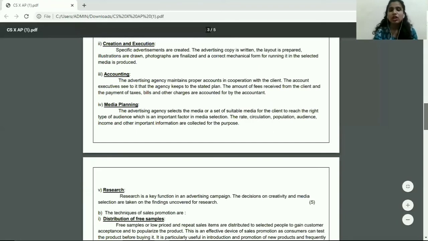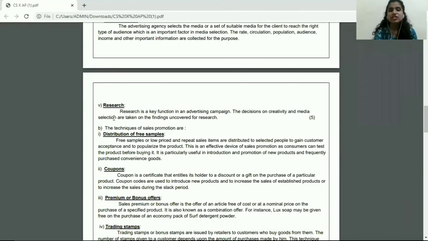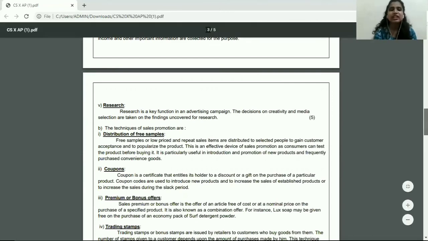Moving on to the next question, that is question 3B. What are the techniques of sales promotion? Again, start with the statement. The techniques of sales promotion are, and then you will write any 5 techniques, create head points, explain the head points, include examples. It will only make your answer better and help you to fetch better marks, right? So you can choose any 5 techniques of your liking and you can write it down.